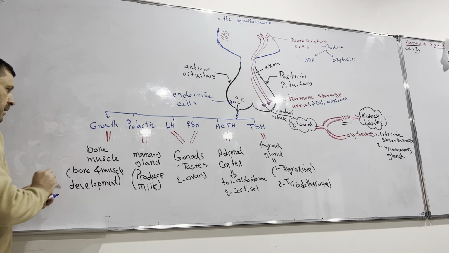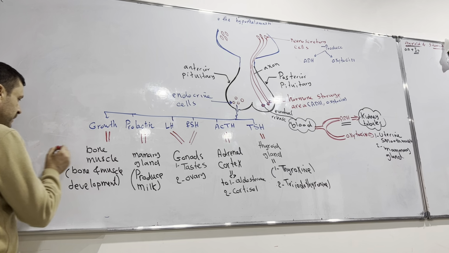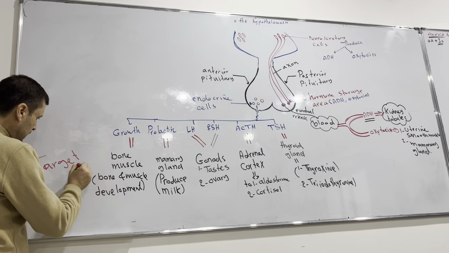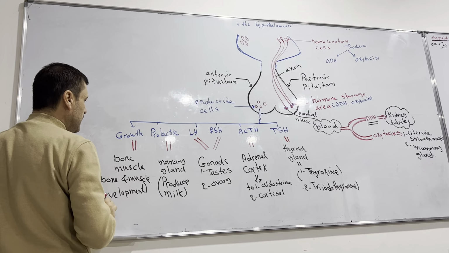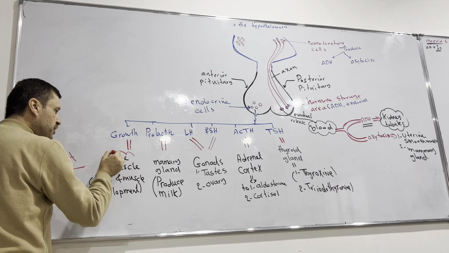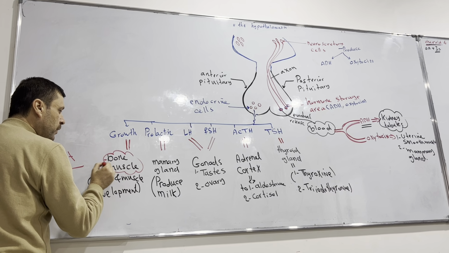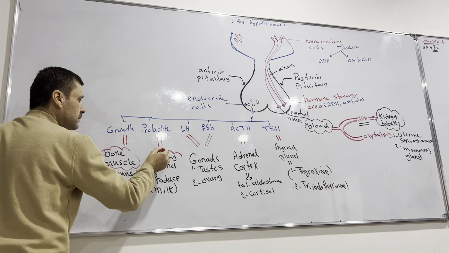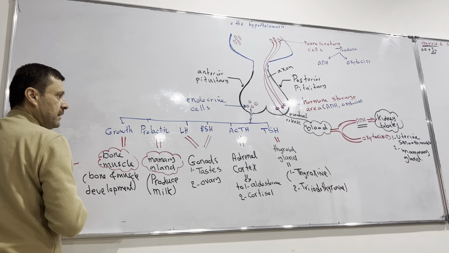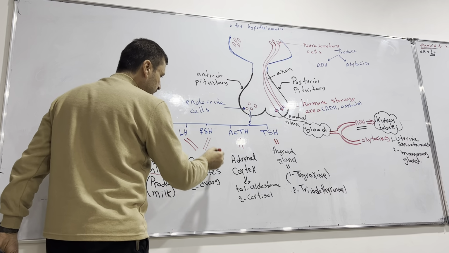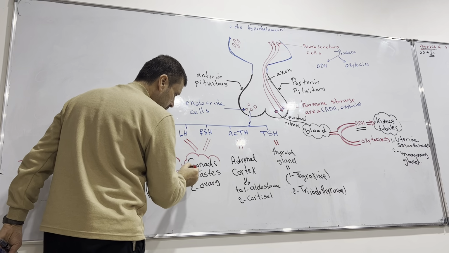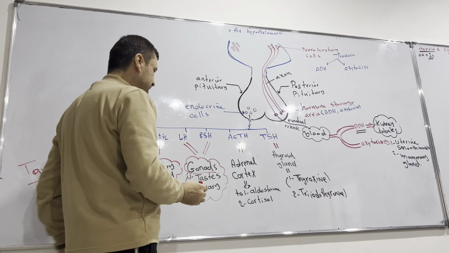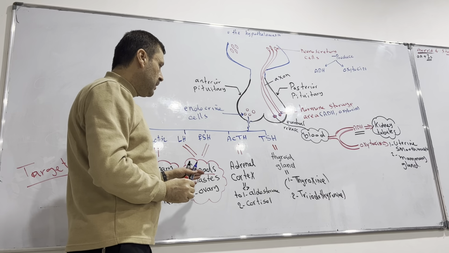Who can tell me the target for the following hormones? The target for growth hormone will be bone and muscle. The target for prolactin is the mammary gland. The target for LH and FSH, both of them, is the gonads, meaning testes in males and ovaries in females.